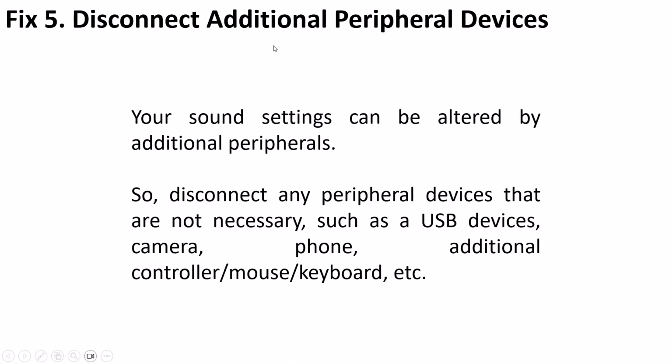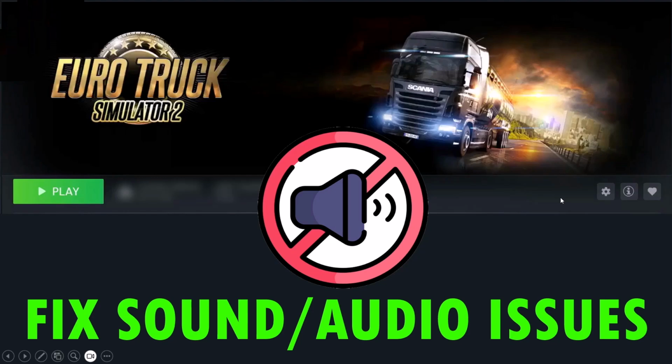Fix 5 is to disconnect additional peripheral devices. Now your sound settings can be altered by additional peripherals. So disconnect such peripheral devices that are not necessary, such as USB devices, camera, phone, additional controller, mouse, keyboard, etc. and then check. So I hope by following these fixes, you can easily solve sound or audio issues in Euro Truck Simulator 2 game.